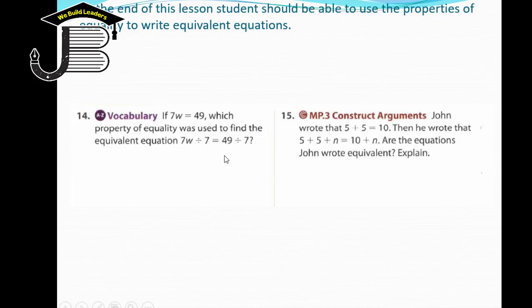Let me explain more questions. Look, I like this kind of question. John wrote that 5 plus 5 equals 10. Then he wrote 5 plus 5 plus n equals 10 plus n. Are the equations John wrote equivalent? Yes, because n is a variable which represents any value, and the same amount, n, was added to both sides. So it's correct.